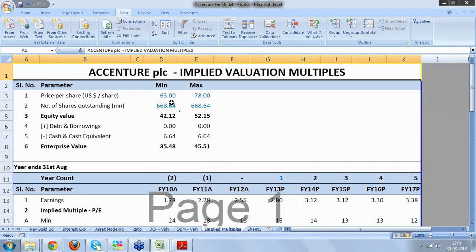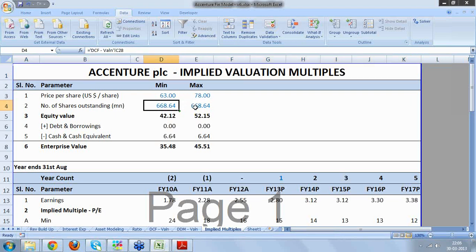Then I have just seen what kind of multiples are implied. I mean, we can also carry out a relative valuation for this company, but this is a listed company. It has got its own multiple. So there is no point listing the valuation multiple of its own competitors and then trying to value on the basis of that. Instead, you see what is the implied multiples by these two methods. So I have taken 63 as a lower end and 78 as the upper end.